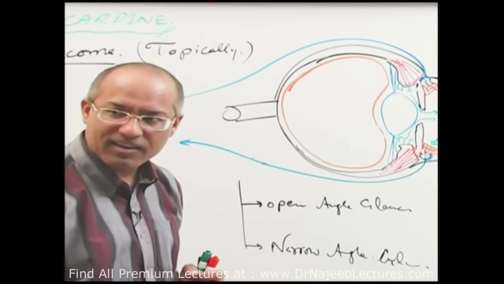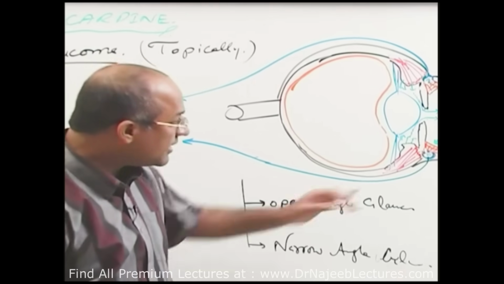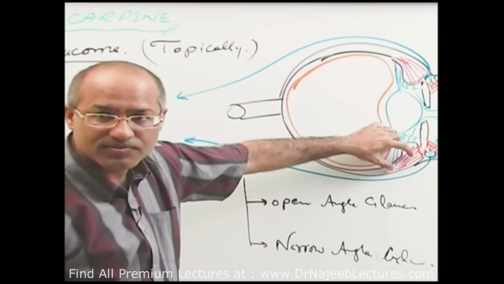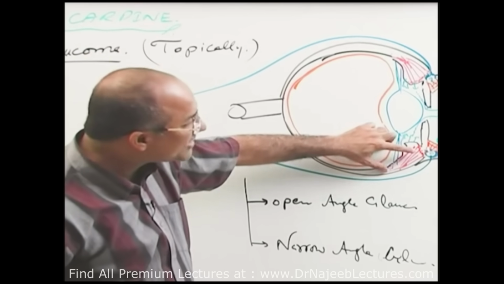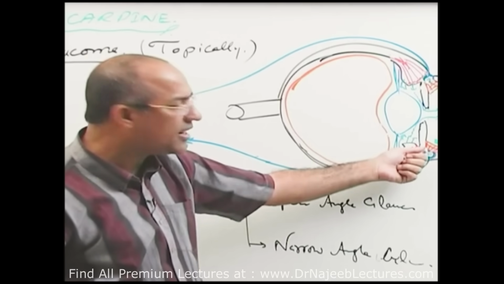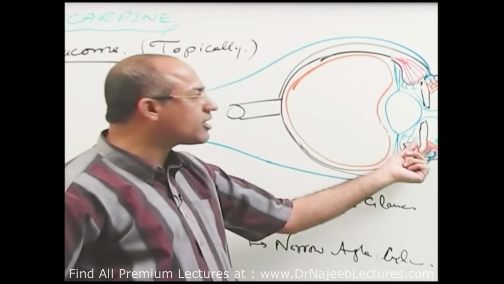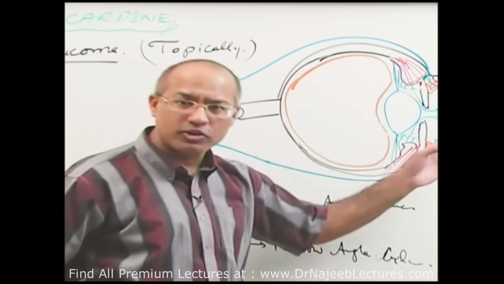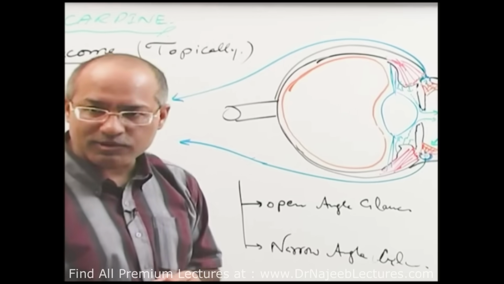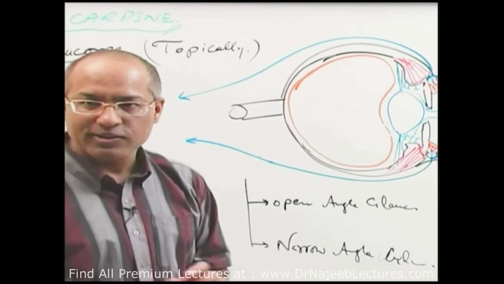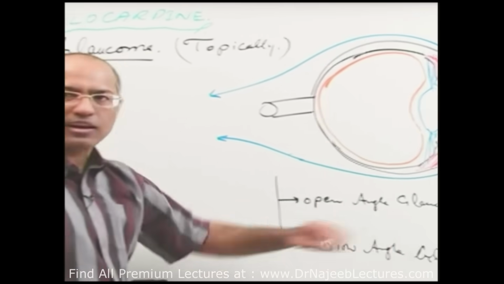Yes. What is happening is that we are using a drug which leads to contraction of the ciliaris. When the ciliaris contracts, it has a traction or pull on the trabecular meshwork and slightly opens it, and that will help better drainage of aqueous humor and intraocular pressure will go down. Am I clear? So this is how it works in open angle glaucoma.